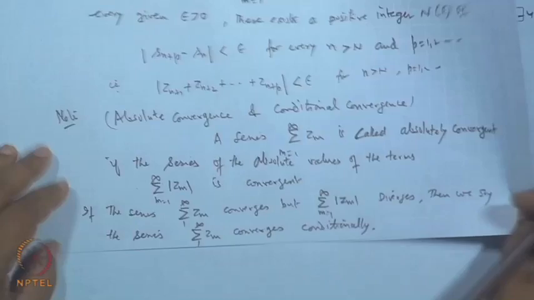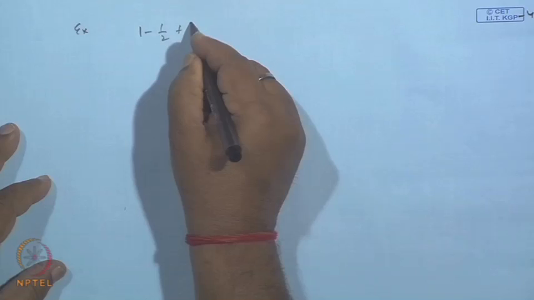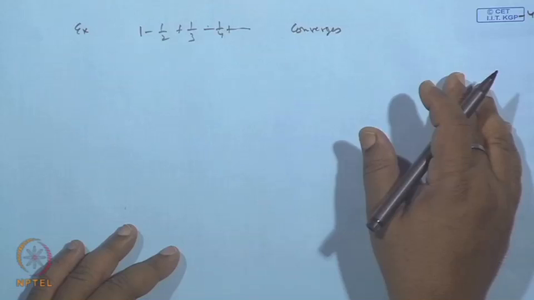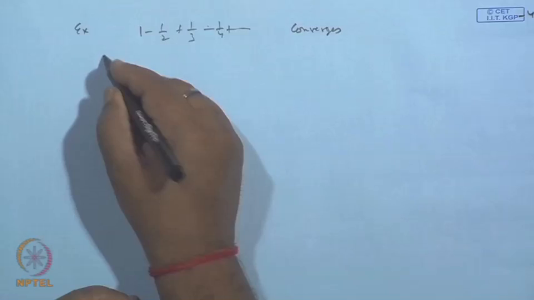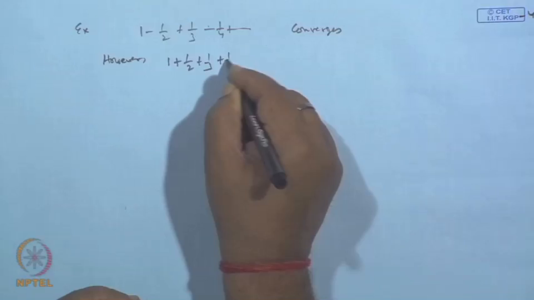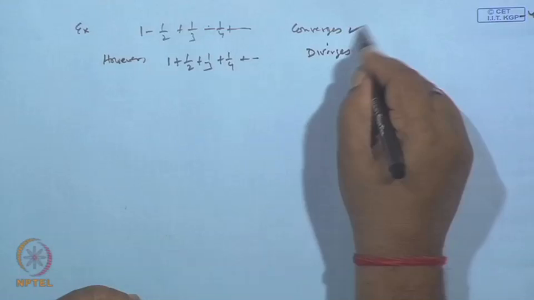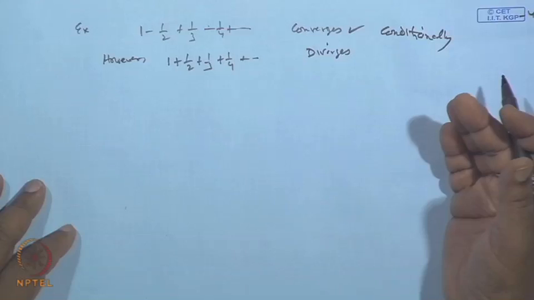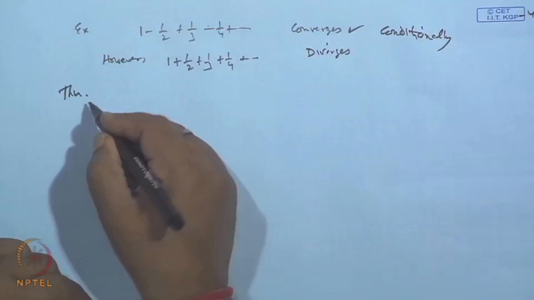For example, we have seen the alternating series 1 minus 1/2 plus 1/3 minus 1/4 and so on. Now this series converges by the Leibniz test. It says the terms are alternately positive and negative, decreasing in absolute value, and the limiting value tends to 0. So the Leibniz test says this series converges. However, if we consider the series of all its absolute terms, then this becomes a harmonic series, which diverges. So we say the original series converges conditionally. Obviously, if a series is absolutely convergent, it is convergent also. Okay. So the next result, which will give you a test, is the comparison test.